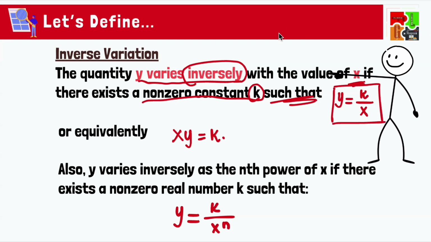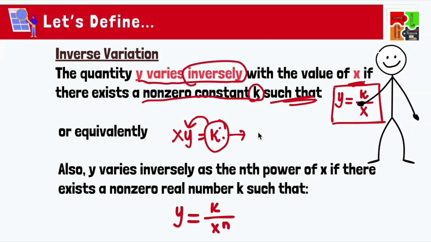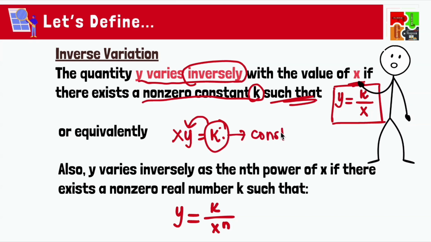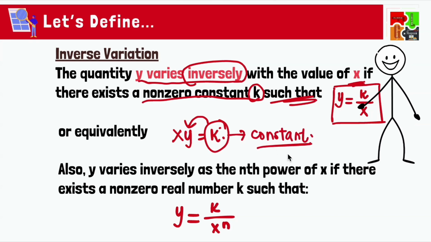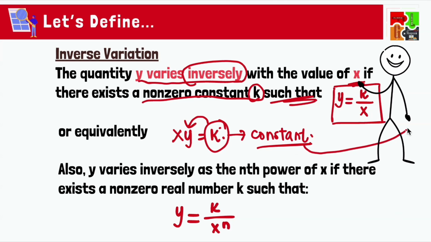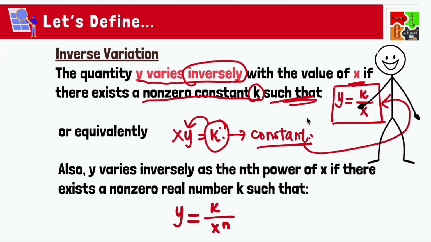Okay? So ito rin ibig sabihin ng y varies inversely with the value of x, or equivalently, xy is equal to k. For you to find the k here, you have to multiply the two variables x and y. Again, the k is yung constant natin, yung constant term natin. Okay? So that is very important when we are dealing with this particular equation, because this equation helps us find the y value.